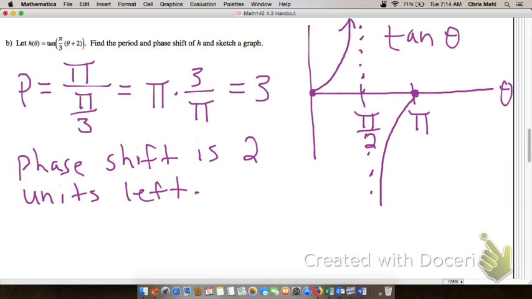I guess you can think of it this way. Actually what's going to happen is the period is an interval of length 3. Halfway through tangent's period is where the vertical asymptote is going to be. And first we're going to shift this graph 2 units to the left for the phase shift, and then our period's going to be an interval of length 3.